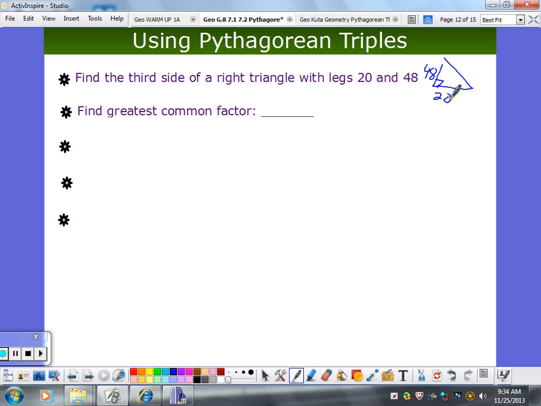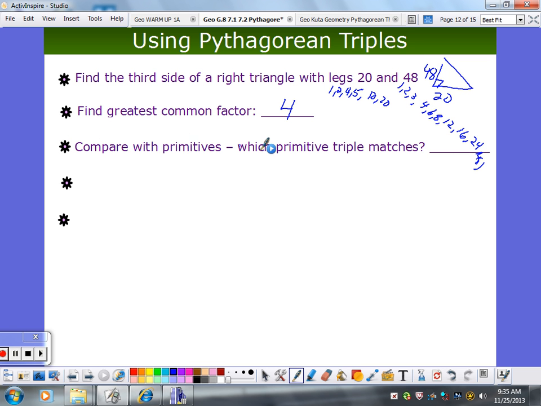Is there a greatest common factor between 48 and 20? 2. I can look at all of them, right? 4, 5, 10, 2. This one's got a lot of factors. 4, 6, 8. You guys know how to factor like this? Yeah. Okay. What's the greatest common factor? 4. Greatest common factor between 20 and 48 is 4.